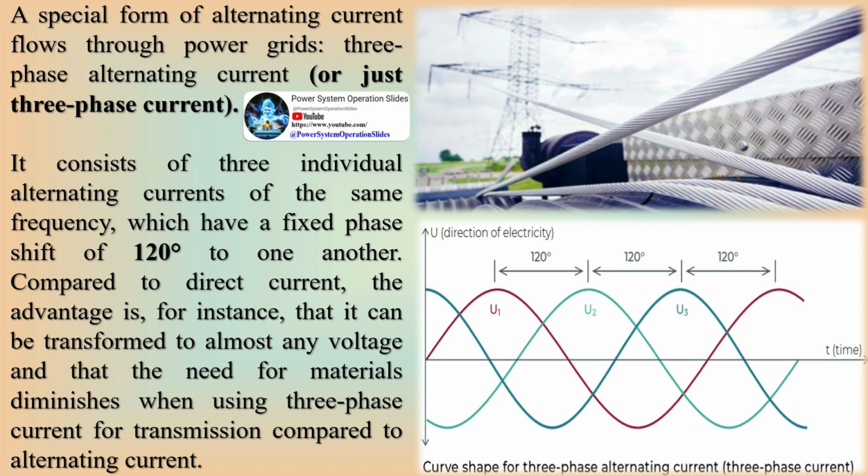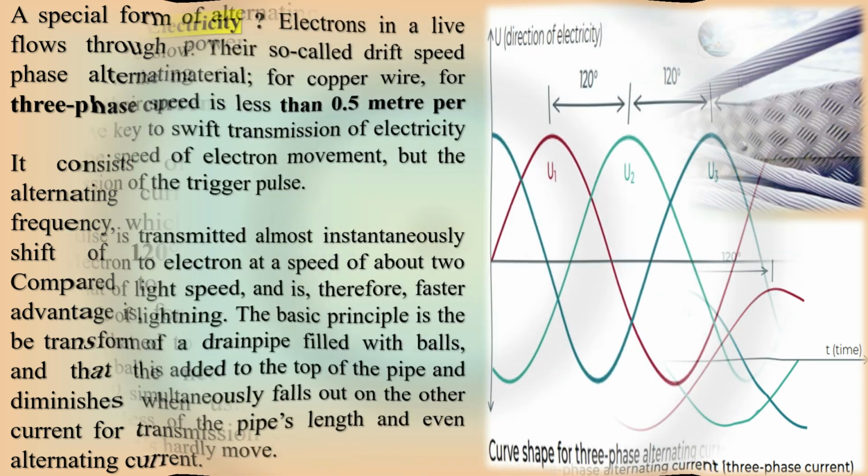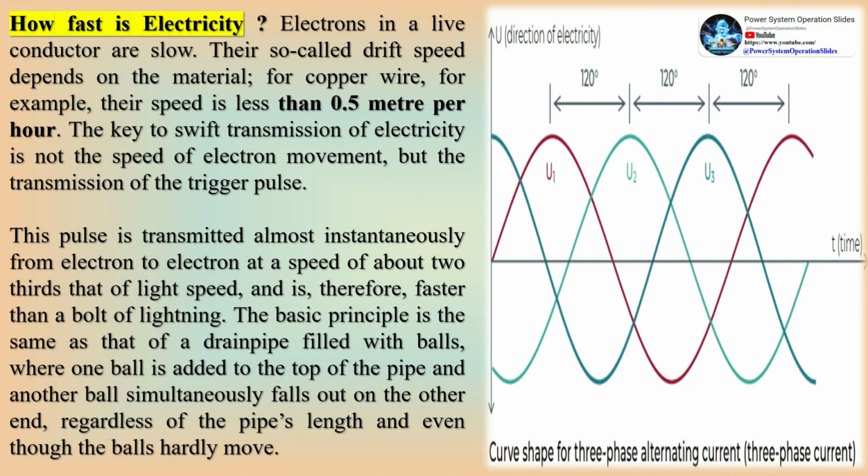A special form of alternating current flows through power grids: three-phase alternating current, or just three-phase current. It consists of three individual alternating currents of the same frequency, which have a fixed phase shift of 120 degrees to one another.